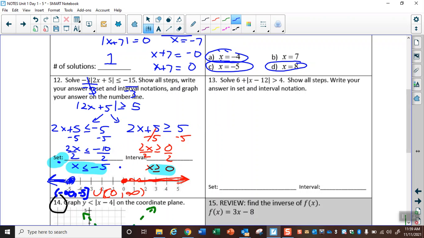And you would just say "or." It's less than that or greater than that one. Okay, one more solving one.